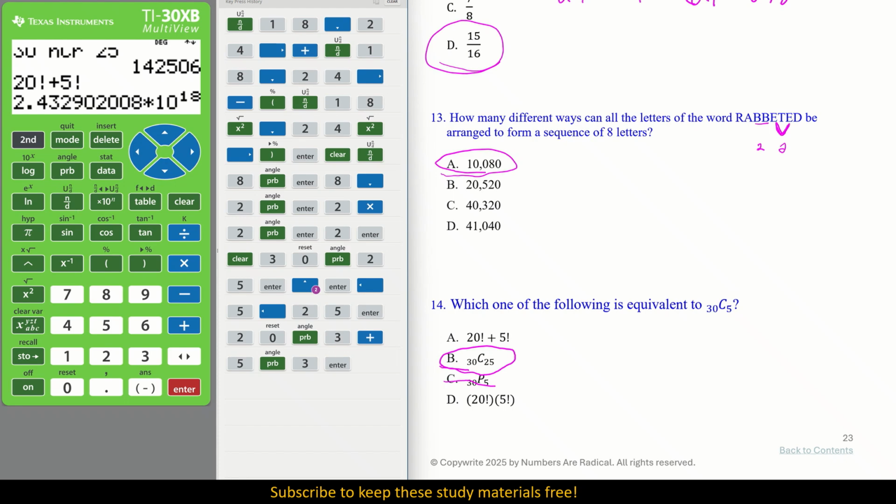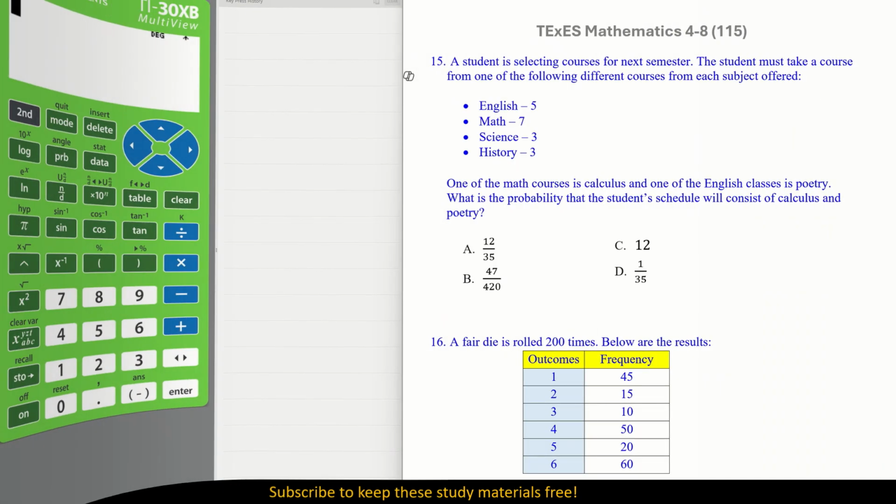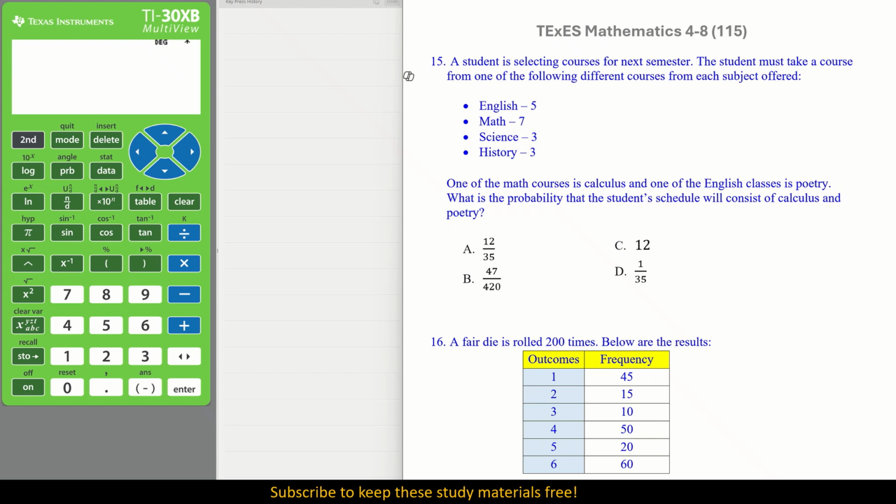All right, let's go to number 15. Number 15, a student is selecting courses for next semester. The student must take a course from each of the following different subjects offered. You have English, math, science, and history. One of the math courses is calculus, and one of the English classes is poetry. What is the probability that the student's schedule will consist of calculus and poetry? Okay, so that means we're only concerned with these two.